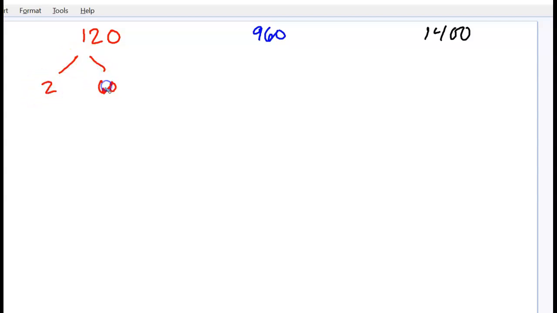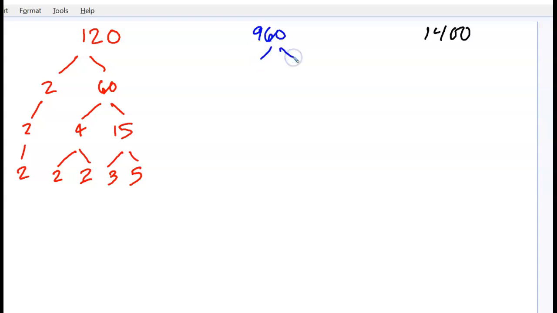So 120 is 2 times 60. 60 can be broken down into 4 times 15. And 4 is 2 times 2. And 15 is 3 times 5. So there are the prime factors of 120.